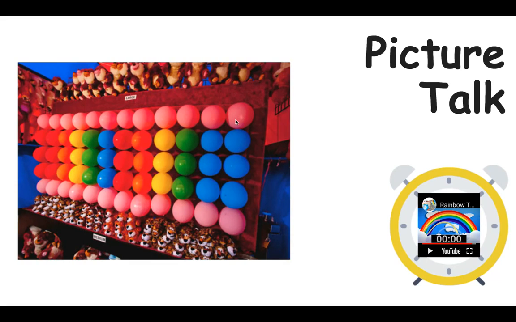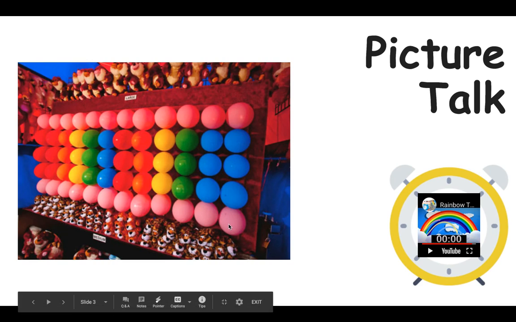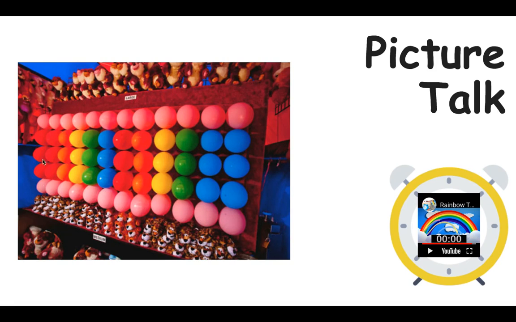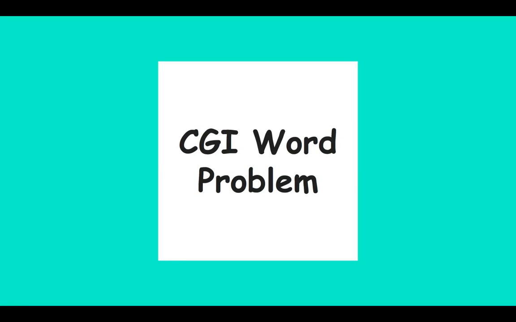Let's count to see how many rows there are of balloons in this picture. There's 1 row, 2 rows, 3 rows, 4 rows, and 5 rows. Now let's count to see how many columns of balloons there are. There's 1 column, 2, 3, 4, 5, 6, 7, 8, 9, 10, 11, 12. So there are 5 rows and 12 columns of balloons. I'm sure there are a lot of things that you saw and noticed in this picture. But let's move on to our CGI word problem.